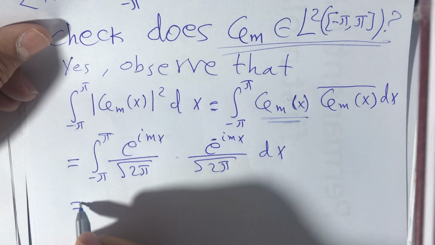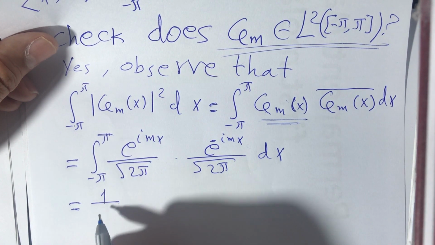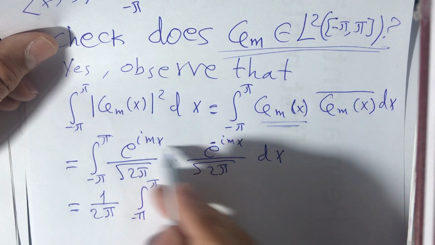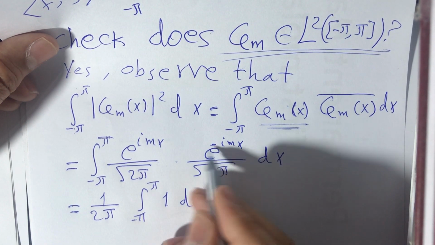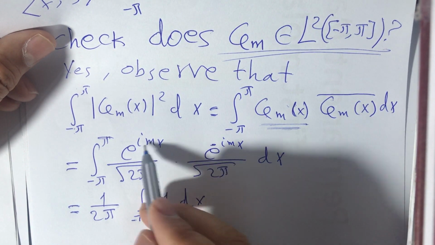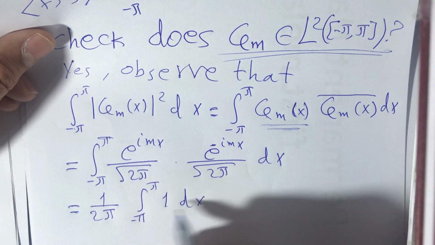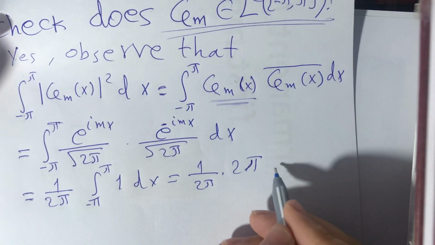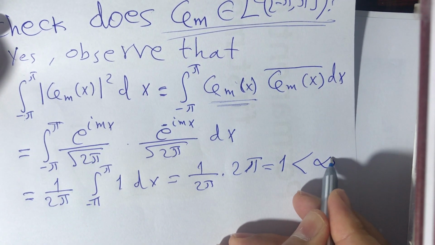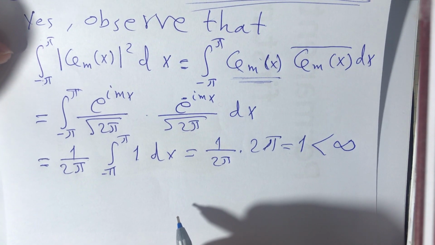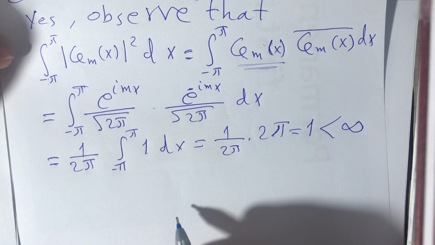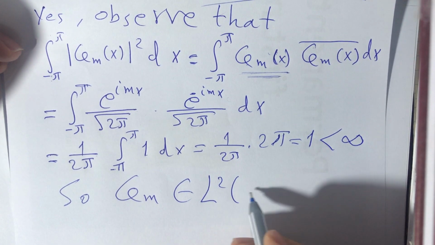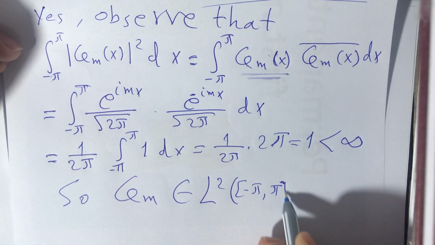and this is equal to 1 over 2 pi, integral from minus pi to pi of 1 dx, because if we sum the exponents, it will be 0, and e to the 0 will be 1. This is equal to 1 over 2 pi times 2 pi, which is equal to 1, and this is less than infinity. So phi m belongs to L2 of minus pi, pi.